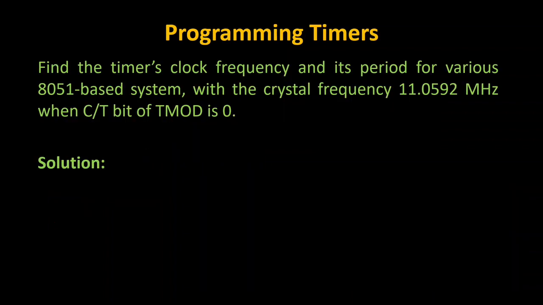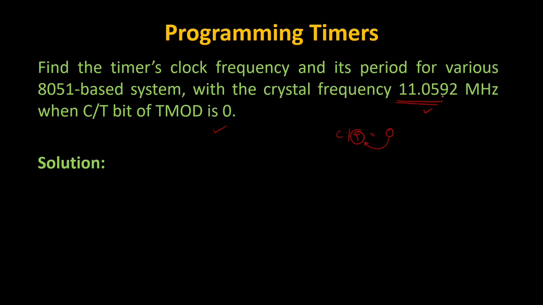So, first problem. Find the timer clock frequency and its period for an 8051 based system with a crystal frequency of 11.0592. Please make note of this, because wherever you use your 8051, we are going to use this crystal clock frequency of 11.0592 megahertz. When the C bar T bit of your TMOD is 0, what does it decide? It acts as timer or counter. Whenever it is 0, it is going to be your timer. The timer is enabled.